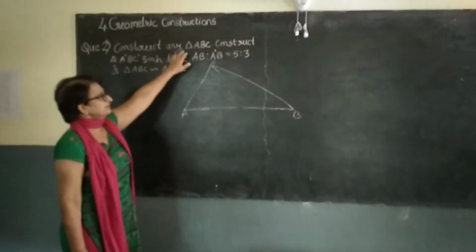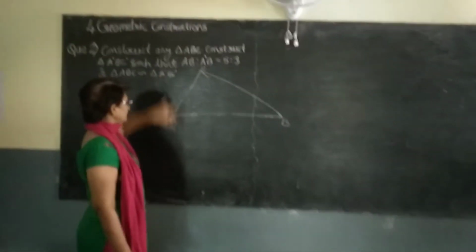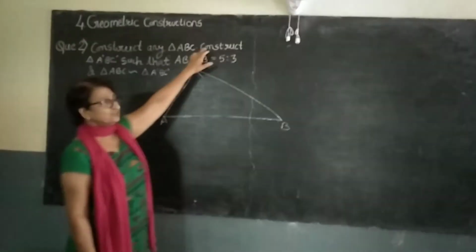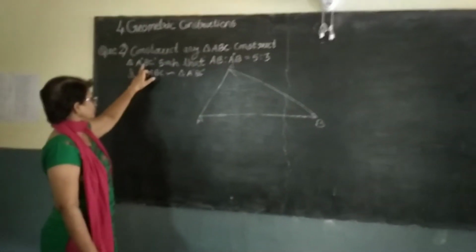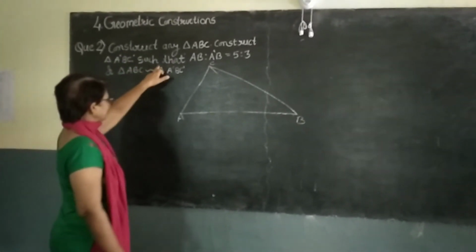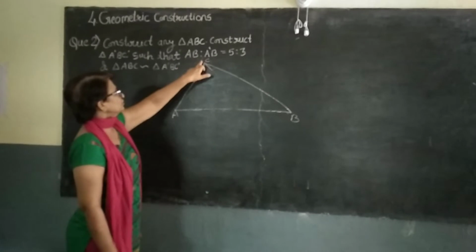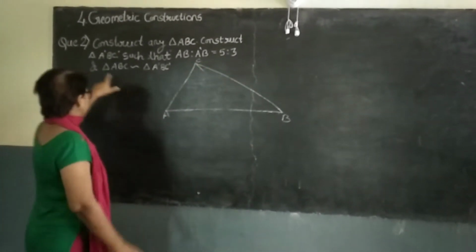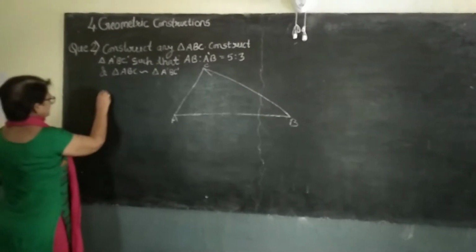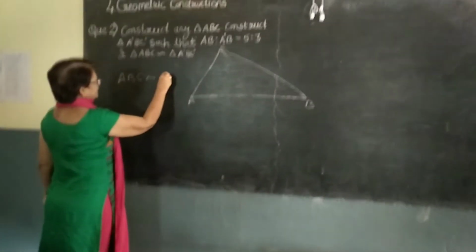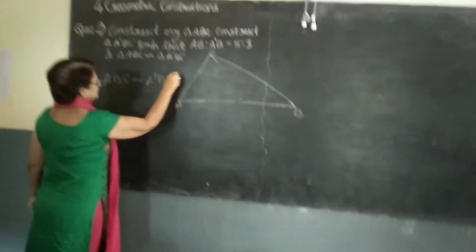Construct any triangle ABC. So I constructed any triangle ABC. Then it's saying construct A dash B C dash, such that AB is to A dash B is in the ratio of 5:3. So what they are saying is that triangle ABC is similar to triangle A dash B C dash.